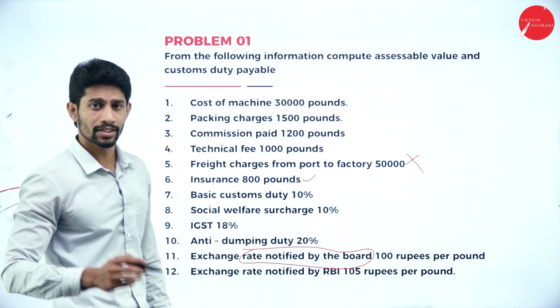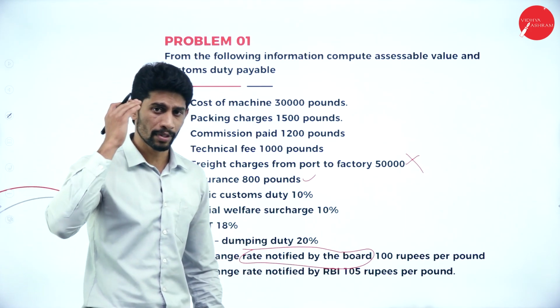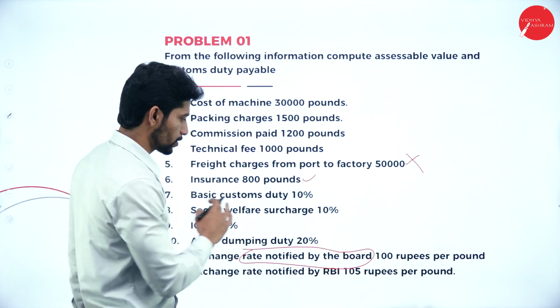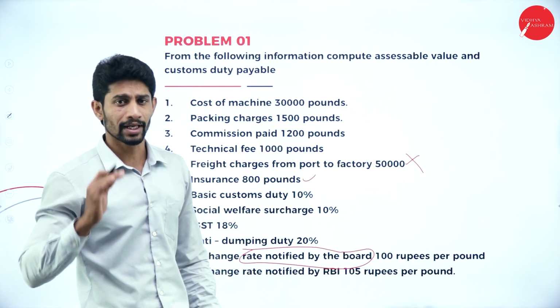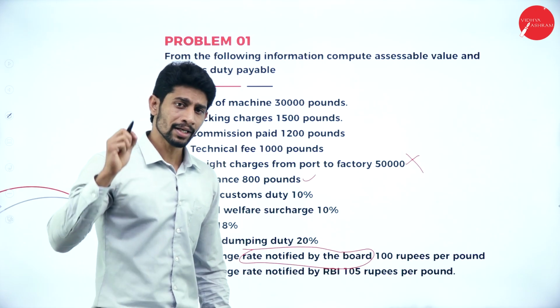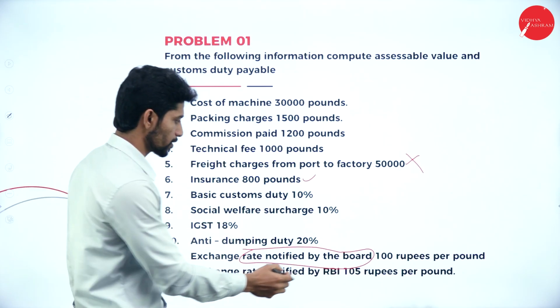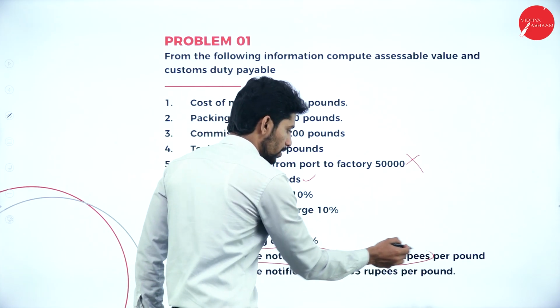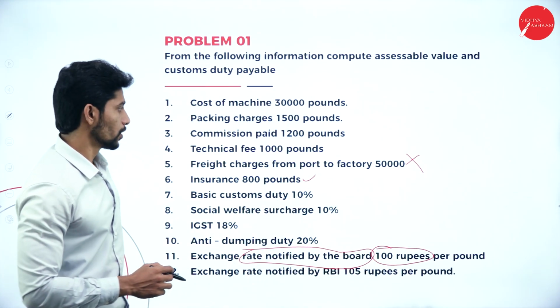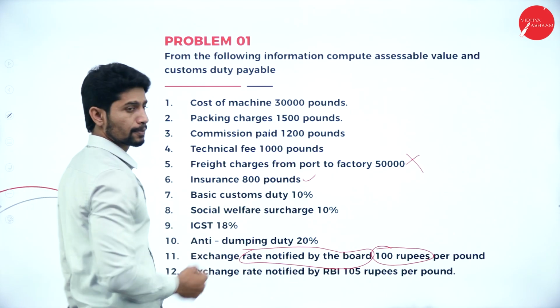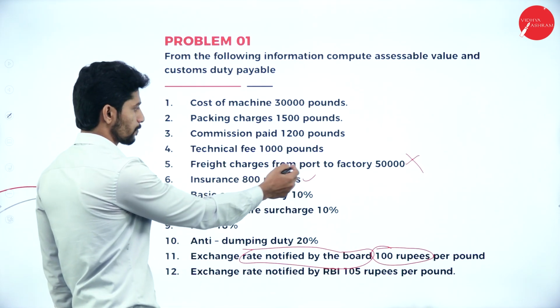So always you are supposed to consider the exchange rate notified by the board. Keep in mind that whenever you are considering the exchange rate, you are supposed to consider the one notified by the board. So now we are supposed to consider 100 rupees per pound. We are not supposed to add this point, freight charges from port to factory.